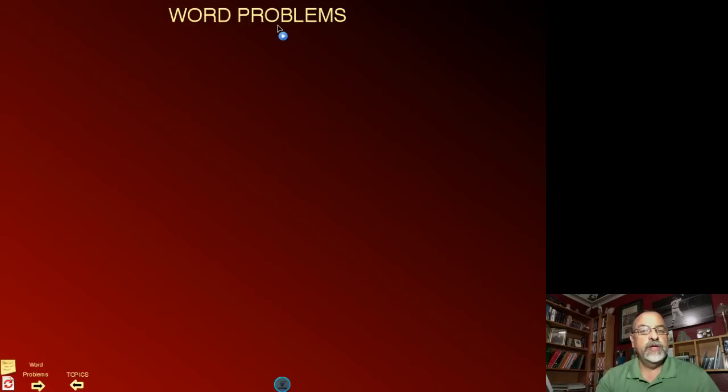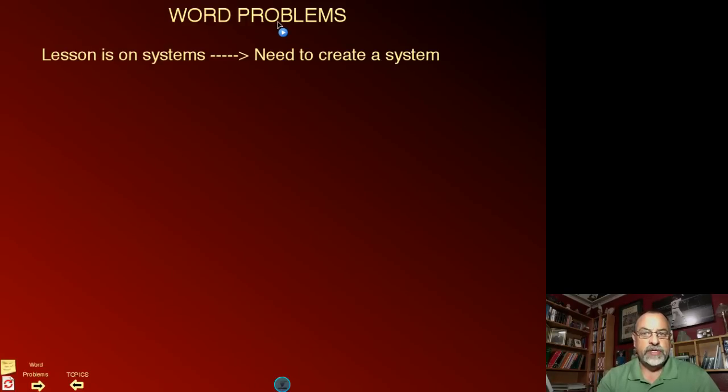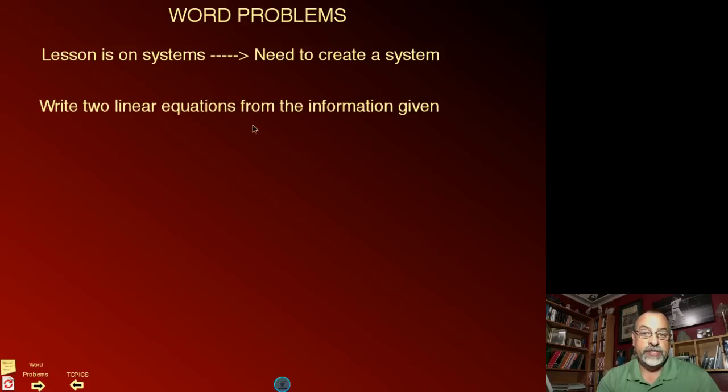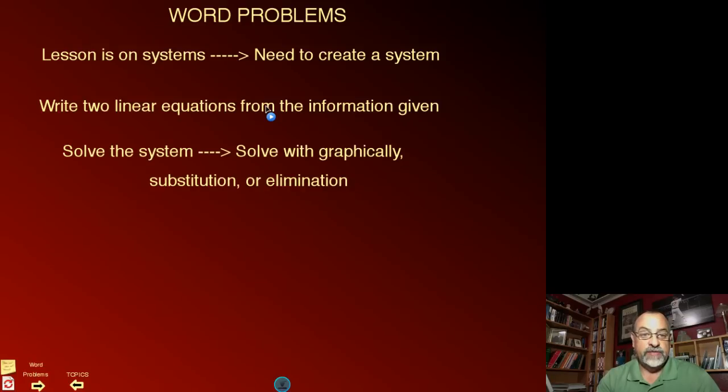One final note then about word problems, and that is to remember this lesson is on systems of equations, so you're going to need to create a system, meaning when you read a word problem, you're looking for 2 linear equations. You're going to have to write 2 linear equations. So you're going to have to, again, look in the problem and try to create those 2 linear equations from the information that's given. Once you have the system, you're looking for the intersection point.